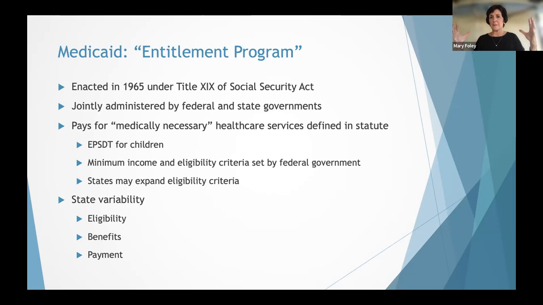So Medicaid is the entitlement program. I explained that already. Enacted in 1965 under the Johnson administration. Now Medicaid is jointly administered by federal and state governments. And what that means is both the federal government and states pay for the administration and for service delivery, okay? And to cover services in each of the states for eligible beneficiaries.